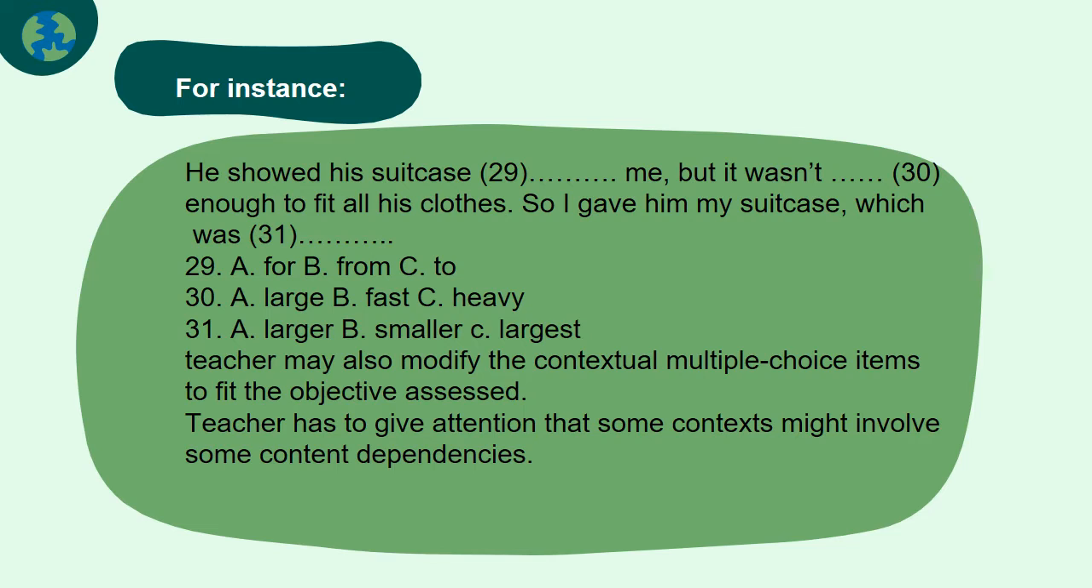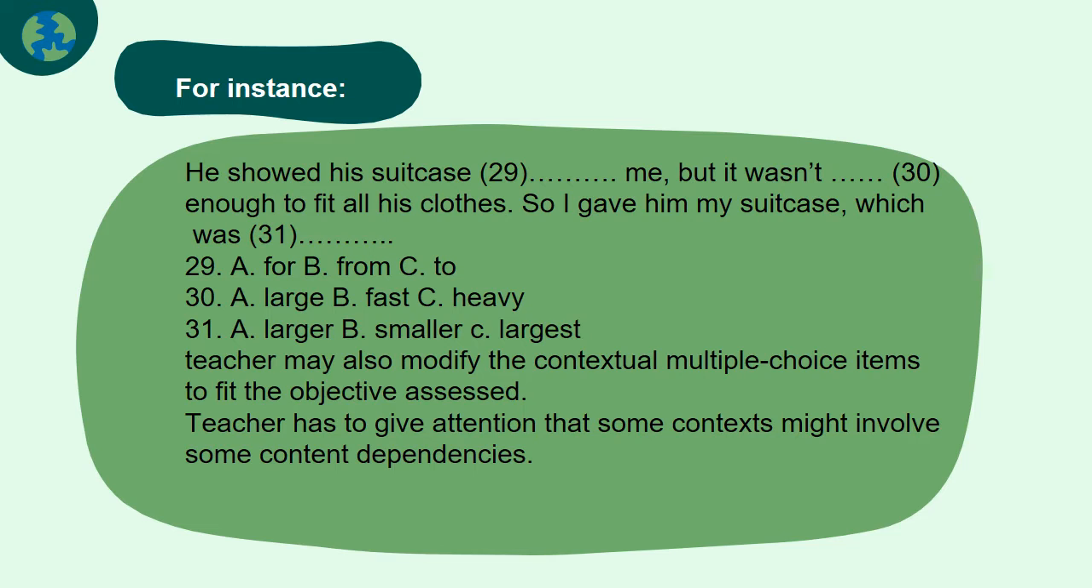Let's see another example. In this example, it contains more context in the questions and it also has continuity from number 29 up to number 31. So this type of assessment doesn't help students to respond to the items easily, but it allows the learner to attend to one set of related sentences for each item that assesses vocabulary and grammar.